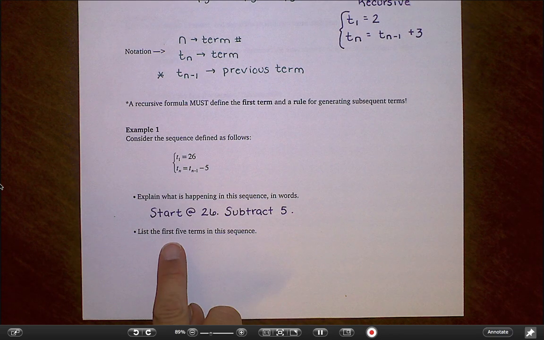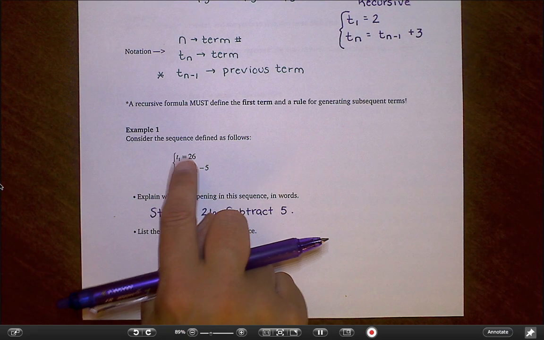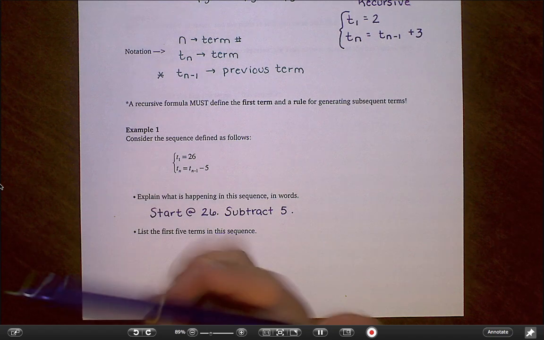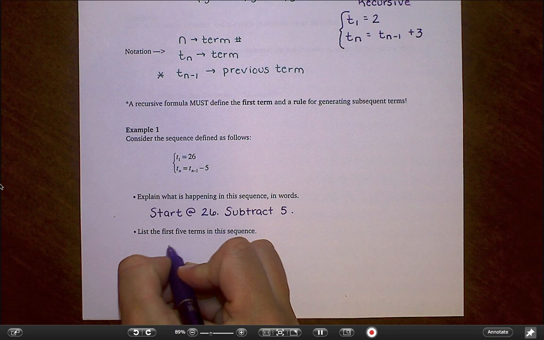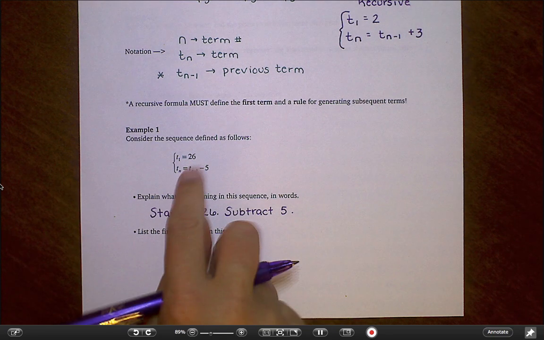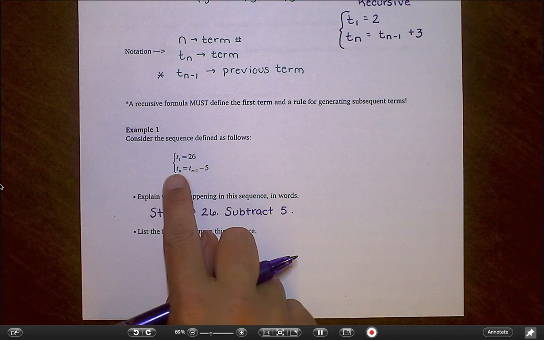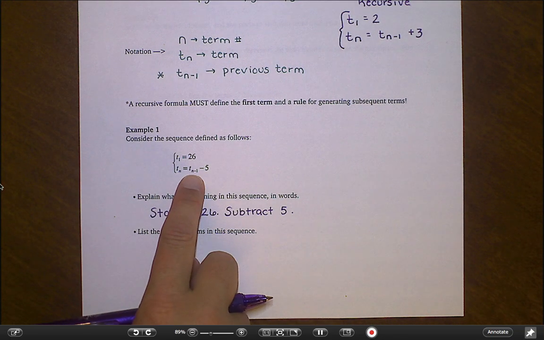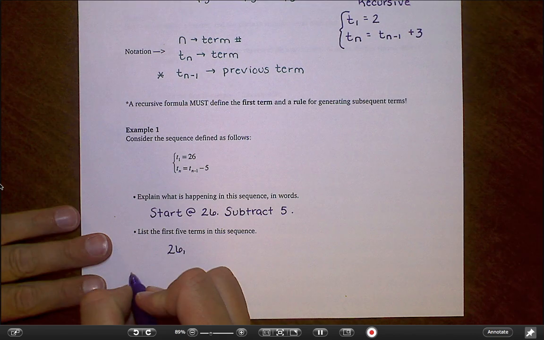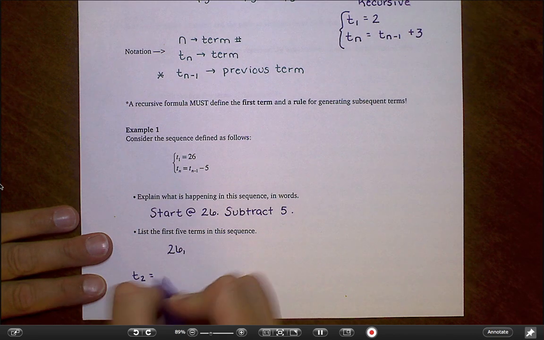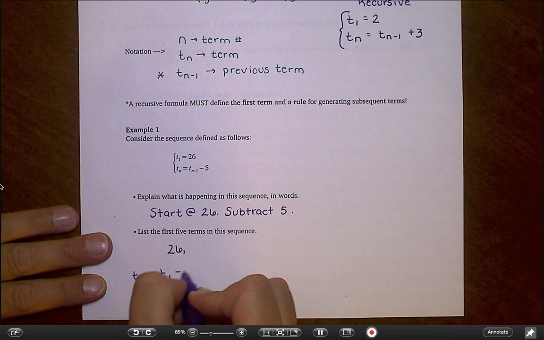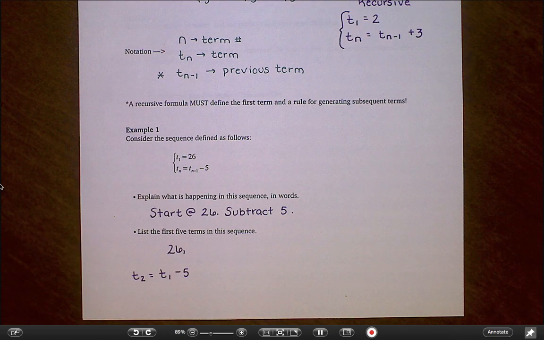So when I go to list the first 5 terms, well, don't forget that the first term is already given to you. All right, so the first term is 26. And then this is literally saying, to get term 2, I'm going to take term 1. Let me write this out. Term 2 means I take term 1 and subtract 5. Okay, that's what this rule is saying.